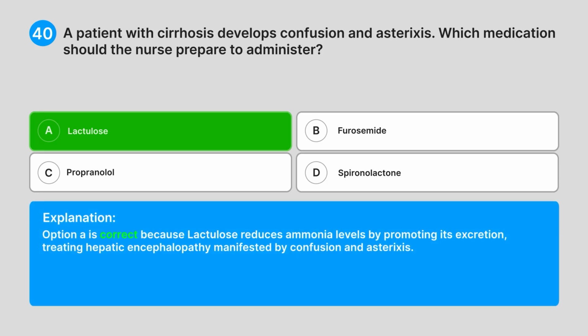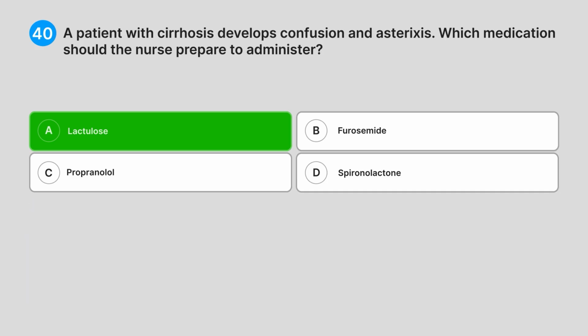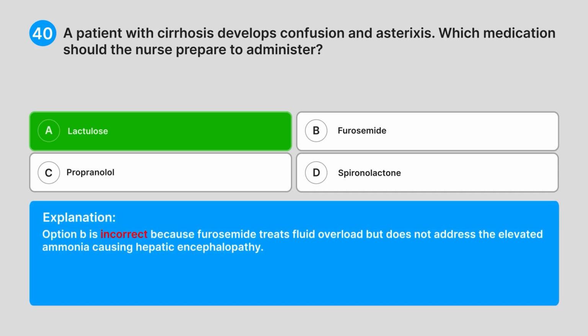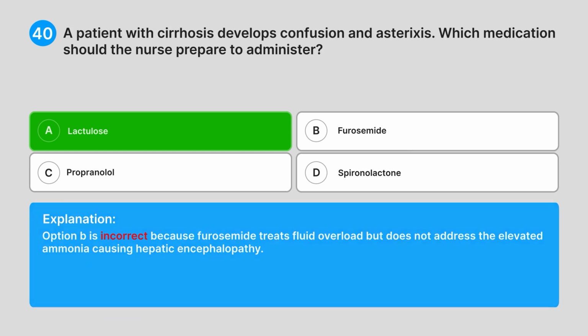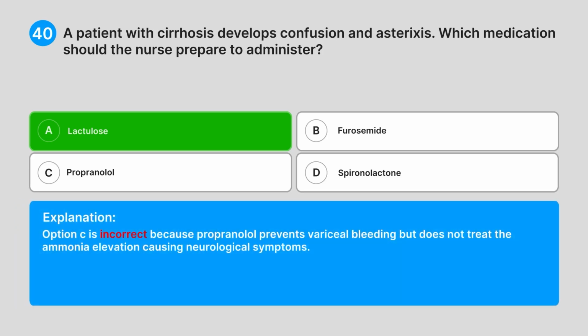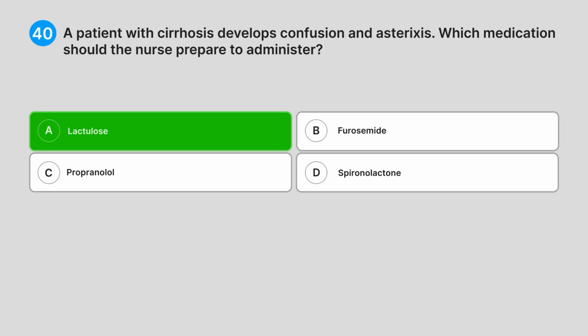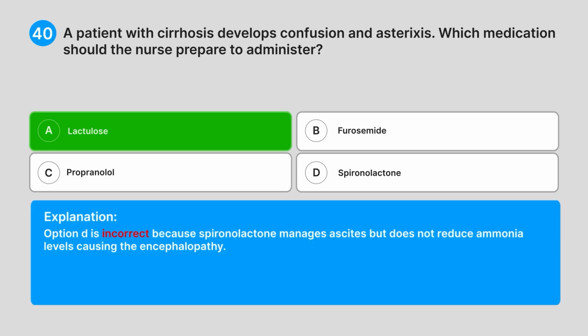Explanation: option A is correct because lactulose reduces ammonia levels by promoting its excretion, treating hepatic encephalopathy manifested by confusion and asterixis. Option B is incorrect because furosemide treats fluid overload but does not address the elevated ammonia causing hepatic encephalopathy. Option C is incorrect because propranolol prevents variceal bleeding but does not treat the ammonia elevation causing neurological symptoms. Option D is incorrect because spironolactone manages ascites but does not reduce ammonia levels causing the encephalopathy.